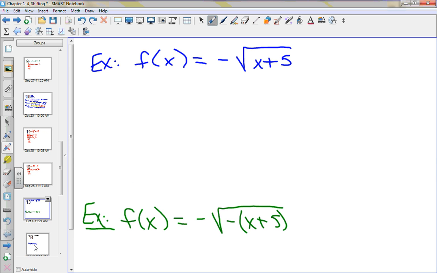Okay, look at what we got going on here. I have f of x is equal to negative square root of x plus 5. Now, things start to get shady here. You guys start to look at this, and you're like, what is going on? I don't understand this. So if you're not understanding this, when in doubt, what do? Graph it. When in doubt, graph it.